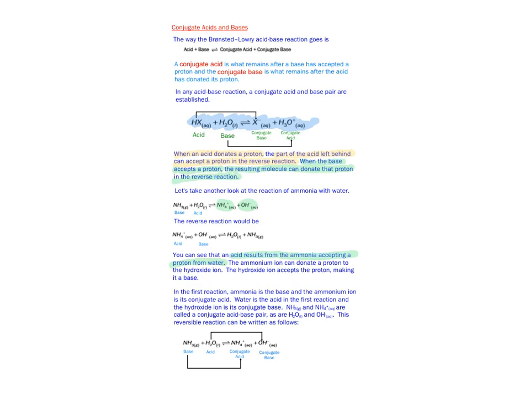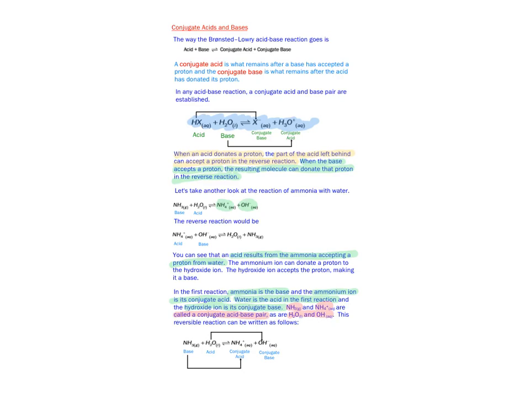In the first reaction, ammonia is the base, and the ammonium ion would be the conjugate acid. And water would be the acid in the first reaction, and the hydroxide ion is its conjugate base. Now, ammonia and ammonium are called a conjugate acid-base pair, as are water and hydroxide.